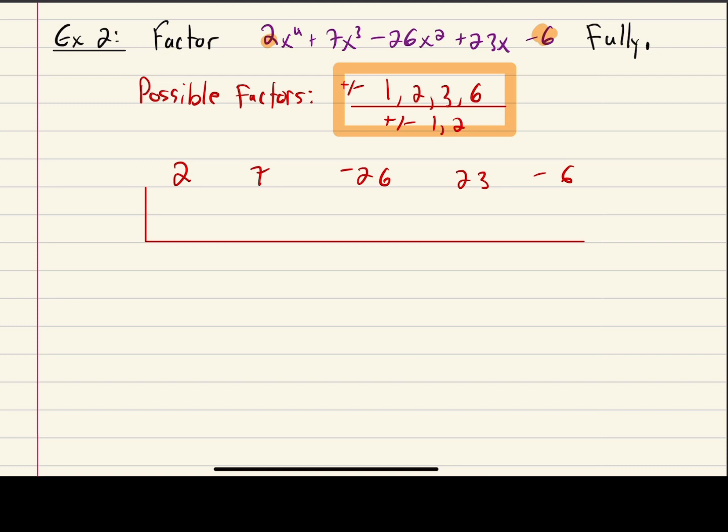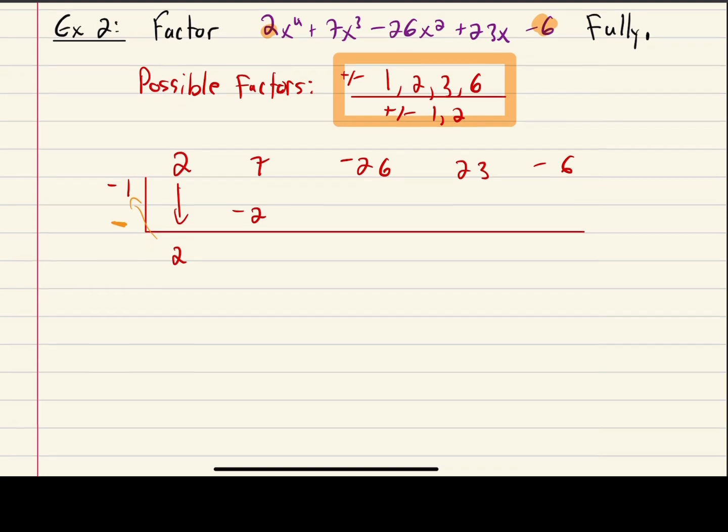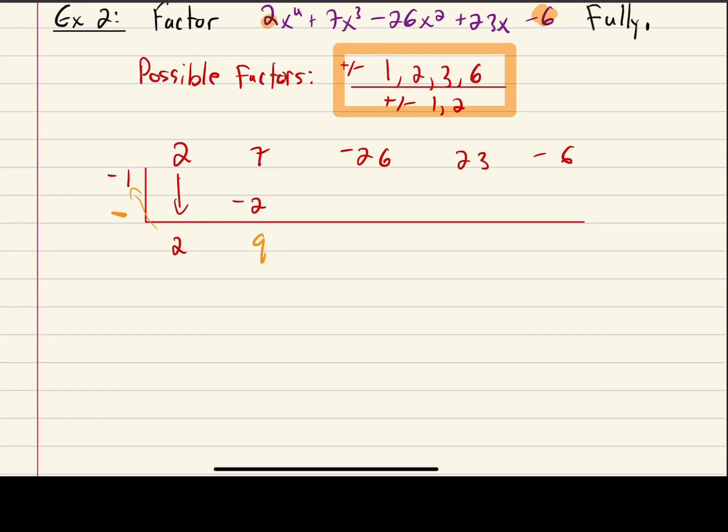And remember, we're looking for binomials that are going to end in a remainder of 0. So whether you start at plus or minus, it doesn't really matter. I'm going to start with minus 1 here, so x minus 1. So I'm going to bring the 2 down here. And 2 times negative 1 gives us negative 2. And then 7 minus minus 2 is going to be 9. And then this is going to be 9 times negative 1, which gives us negative 9.